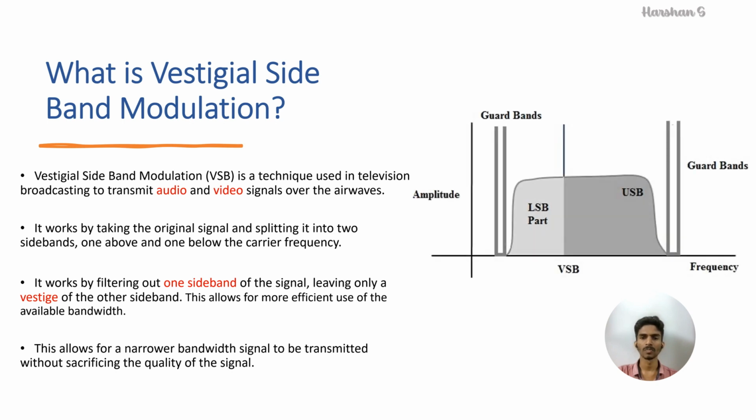As you can see in the diagram, it has two sidebands. One is the upper sideband, that is USB, and the other is the lower sideband, that is LSB. The USB is fully present, and the other part is the vestige part. This is not a full part of the lower sideband. This is the vestige part. It means it contains a little part of the lower sideband. That's called the vestigial sideband. By this, the vestigial sideband can transmit the signal more efficiently without losing any information.